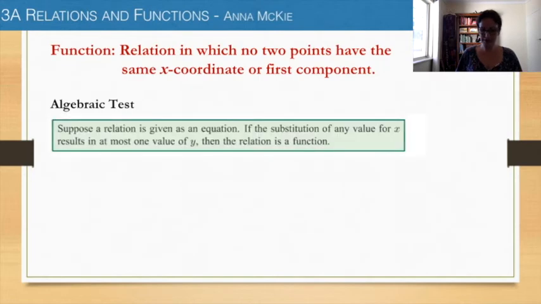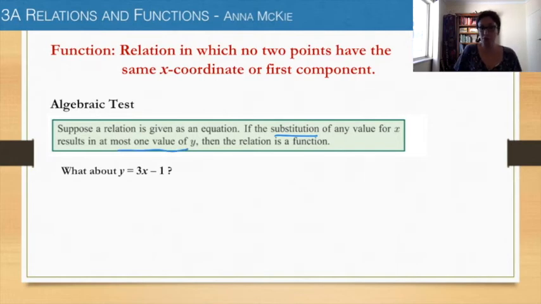The algebraic test. Suppose a relation is given as an equation. If the substitution of any value of x results in at most one value of y, then the relation is a function. Let's have a look at that. What about y equals 3x take 1? So what you could do is you could substitute in any value of x, and you want at most one value of y.